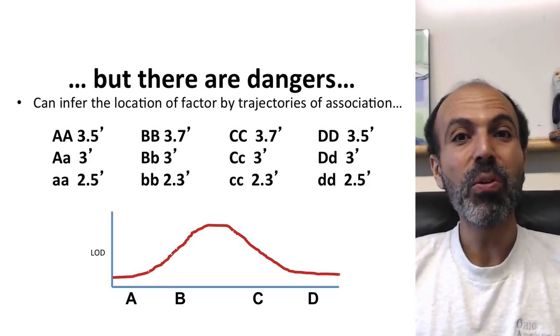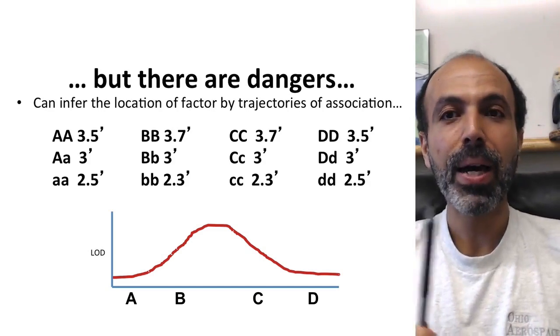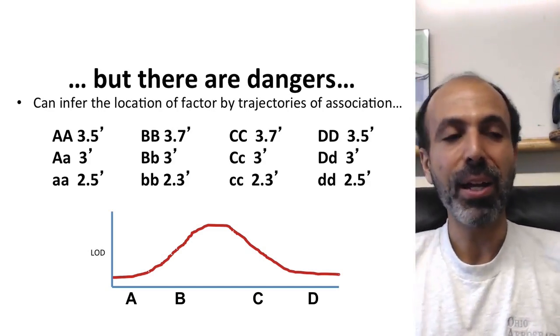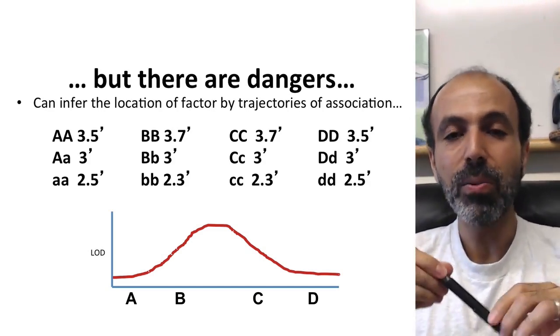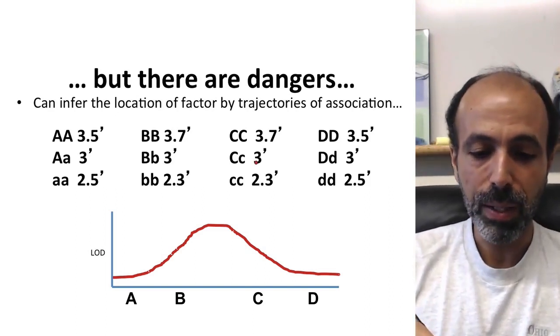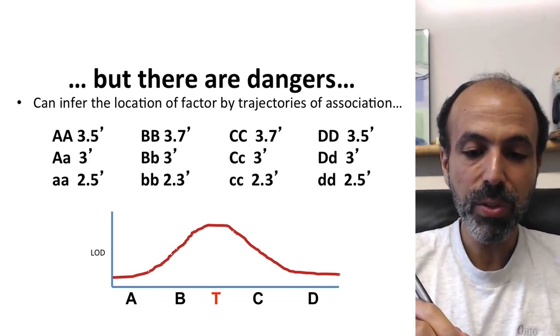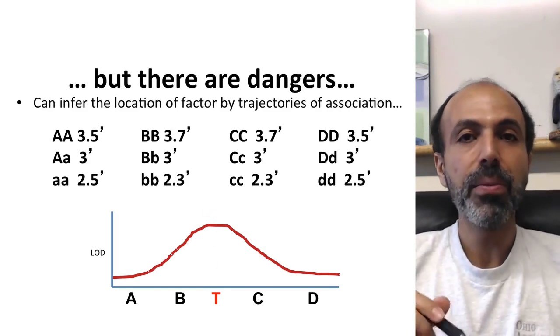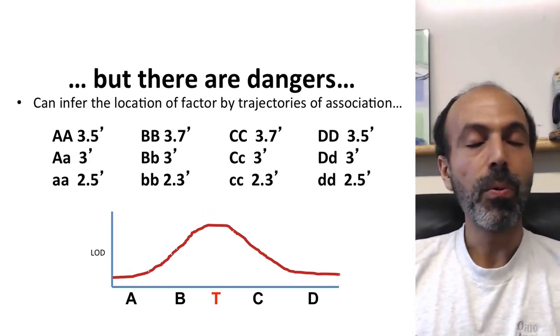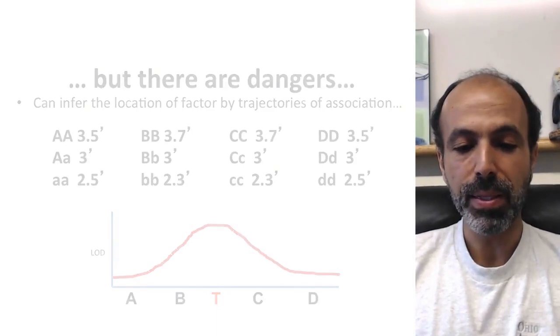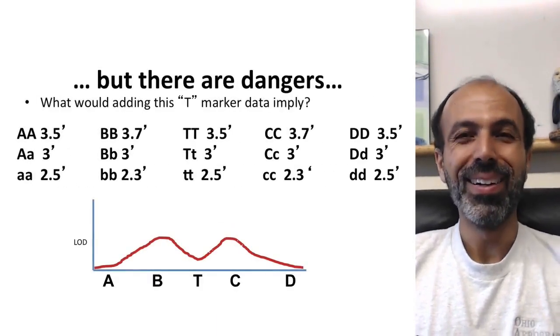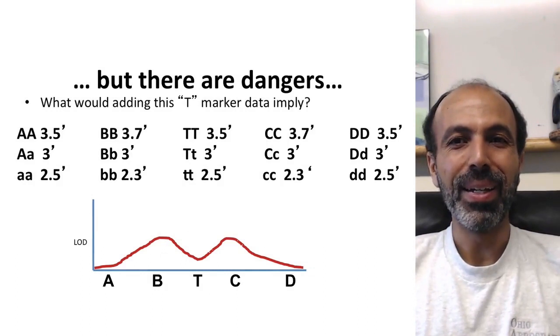Now, I mentioned to you before, these things are hypotheses, and there are dangers. You can actually be misled. Now, let's imagine that we looked at another gene right in the middle, another marker. Let's say it's the marker T. What we expect is T should have a stronger association with this trait than B or C. But what if we do that and we see this? Huh. Well, what does that imply?